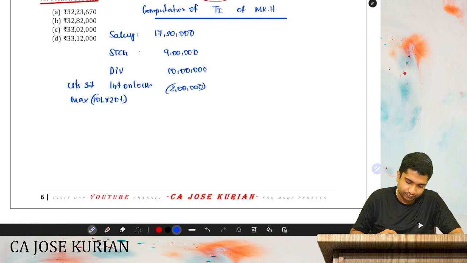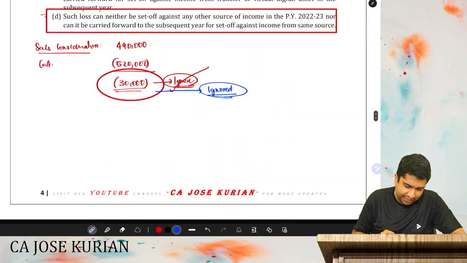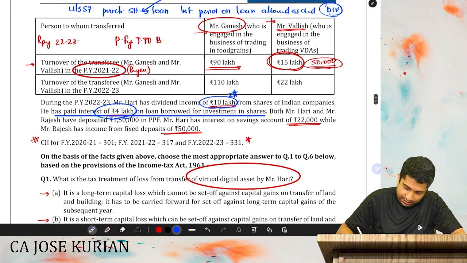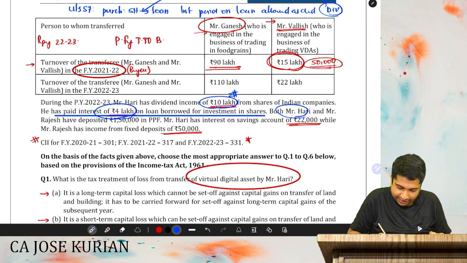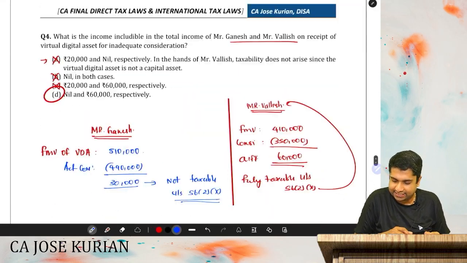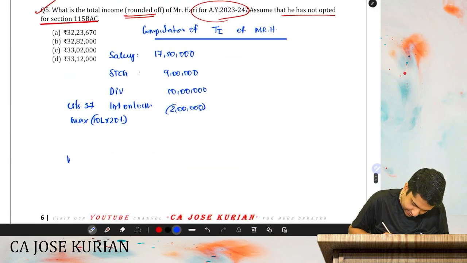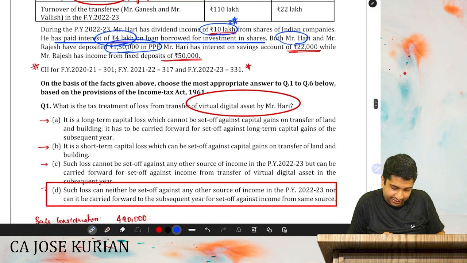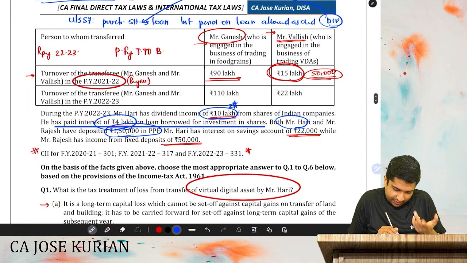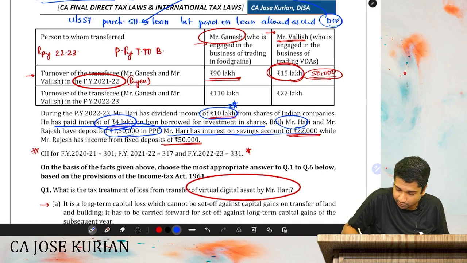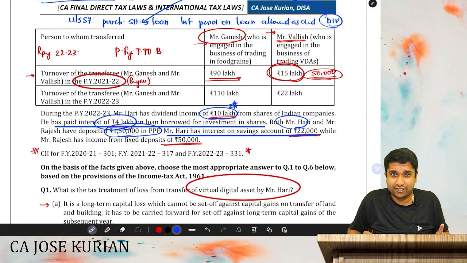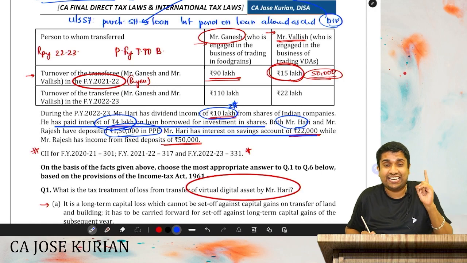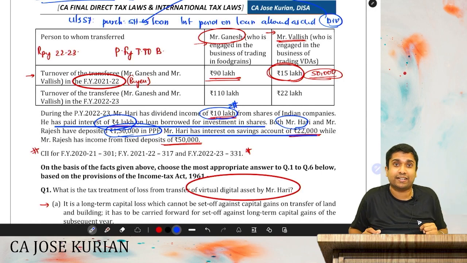All right. Now, does he have any other income apart from these? Now, Mr. Hari and Mr. Rajesh have deposited 1,50,000 in PPF. So it is an 80C deductible item. So they have a Chapter 6A deduction under 80C, public provident fund. They have invested 1,50,000. Now, is there anything else they have? Mr. Hari has interest on savings bank deposit. That is 22,000. Interest on savings bank deposit is allowable as a deduction under 80TTA. Up to 10,000, you can claim it as a deduction.